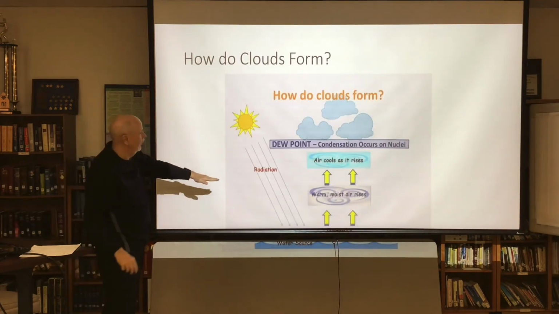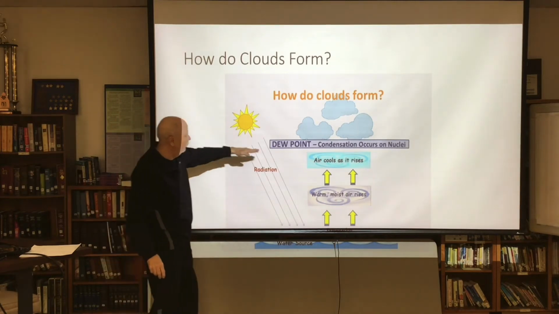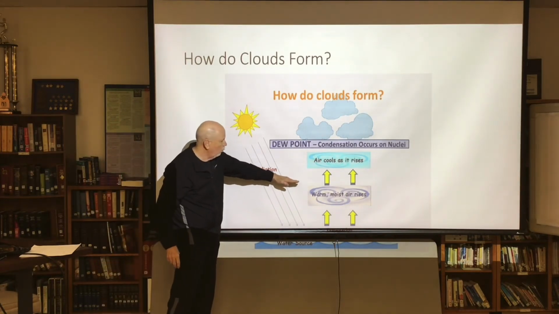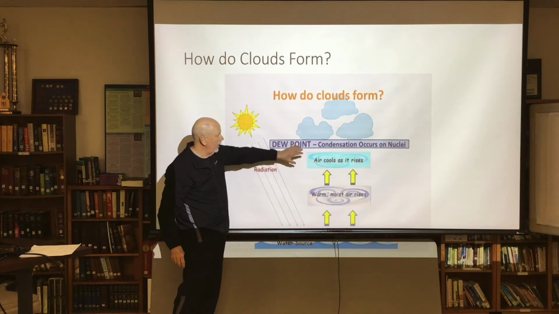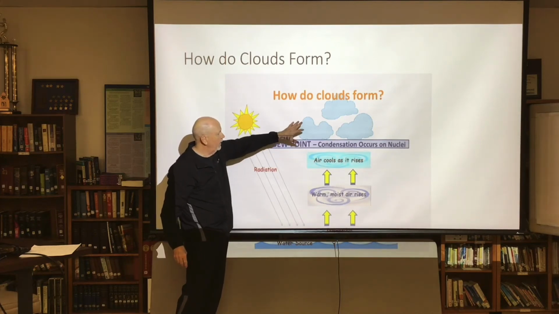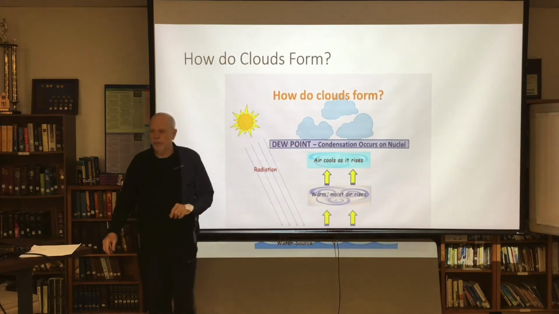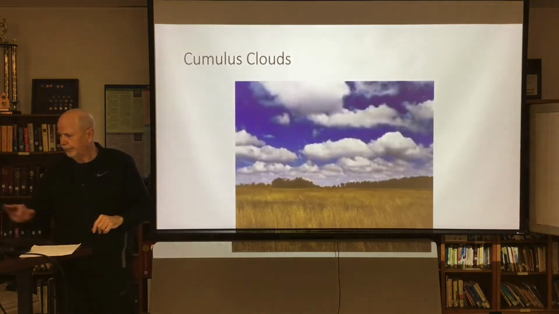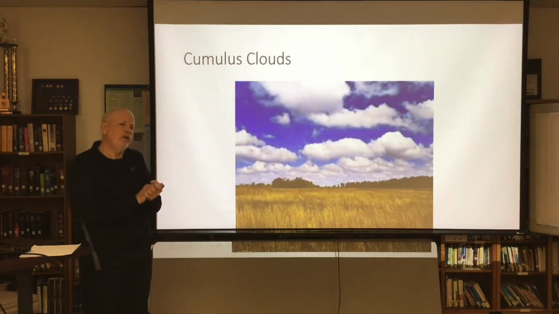Now, this diagram shows a little bit more about what we're talking about. That warm, moist air rises and it cools and it condenses to form clouds. Now, I said there are different kinds of clouds.